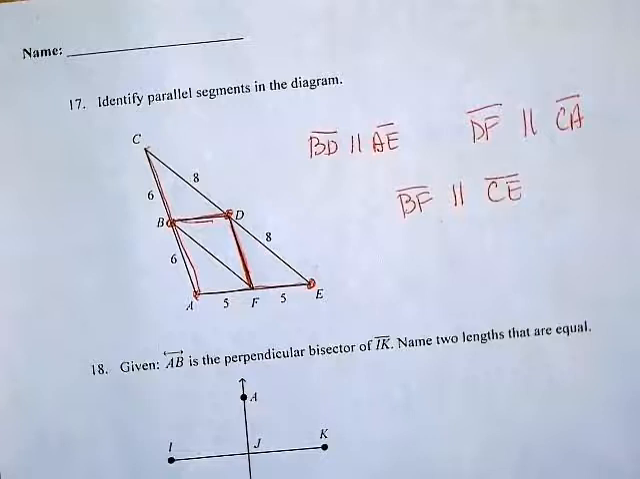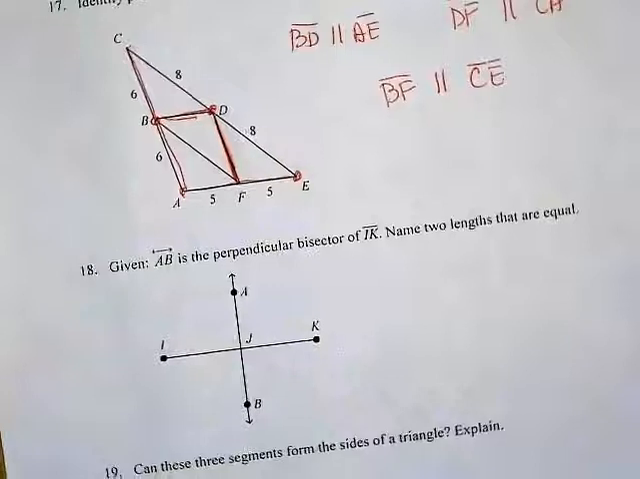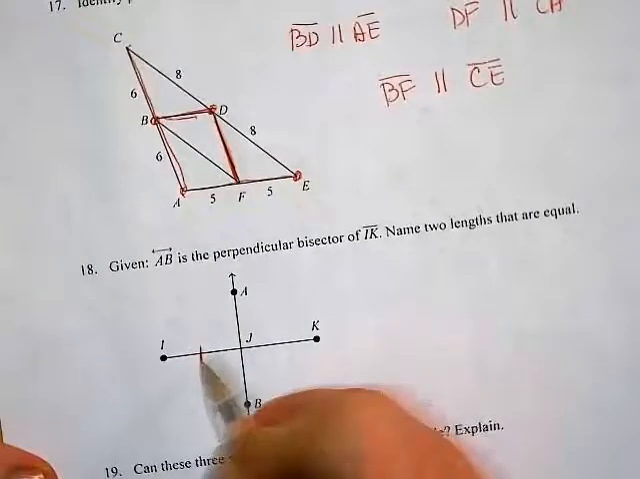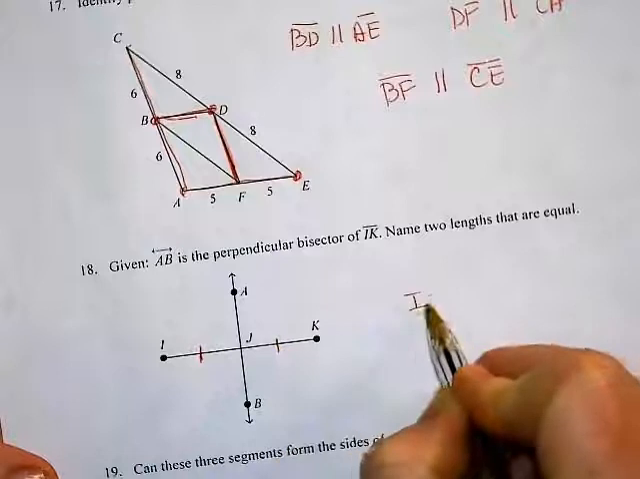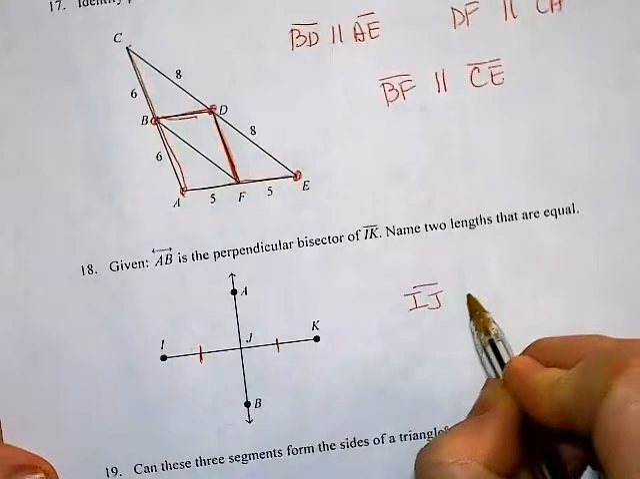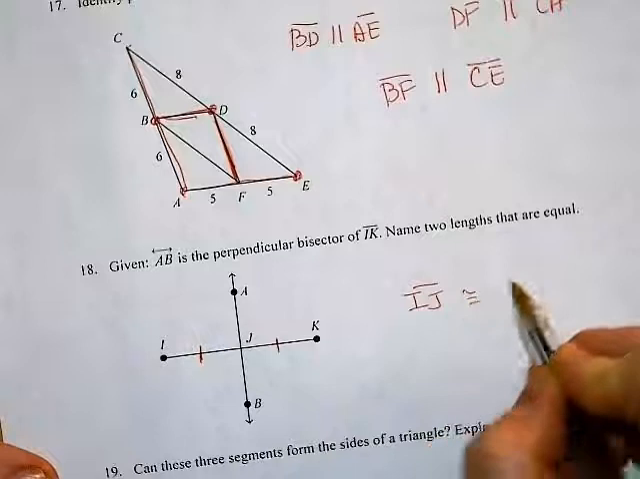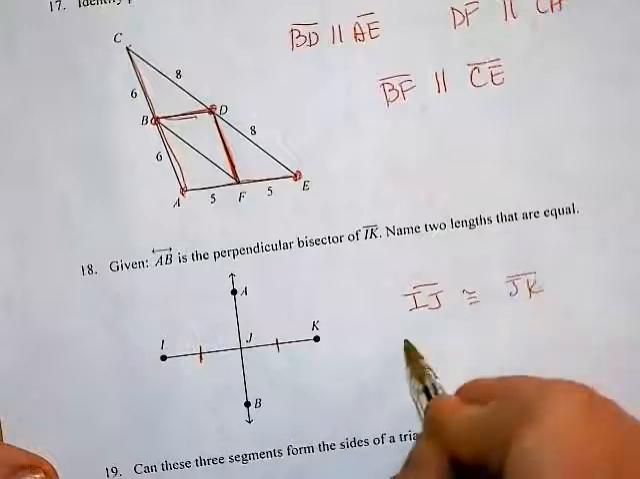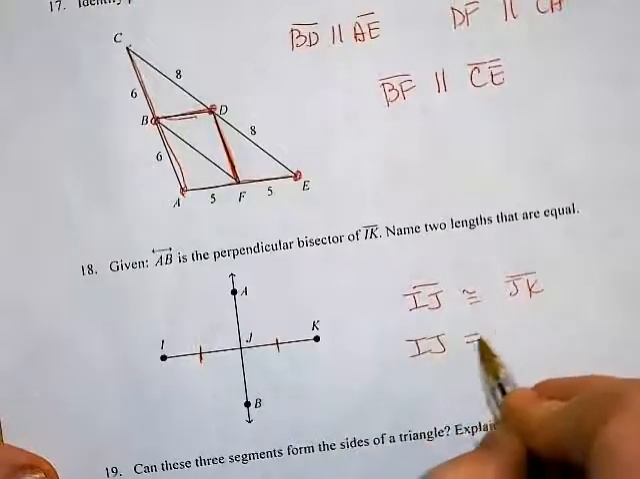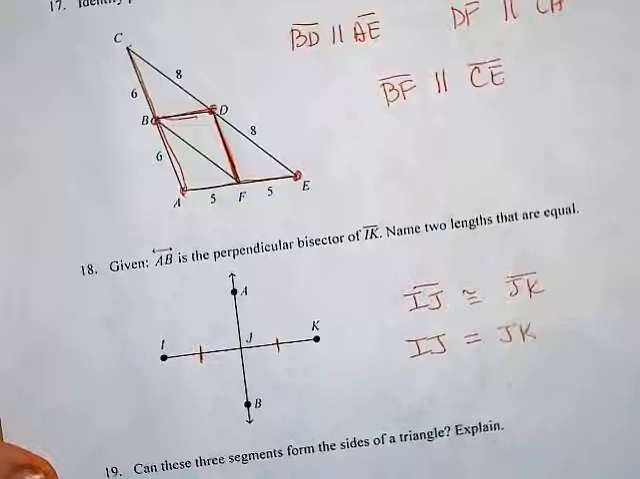Given that line AB is the perpendicular bisector of IK, name two lengths that are equal. That makes this one equal to this one. IJ is congruent to JK, or you could say the measure of IJ is equal to the measure of JK.